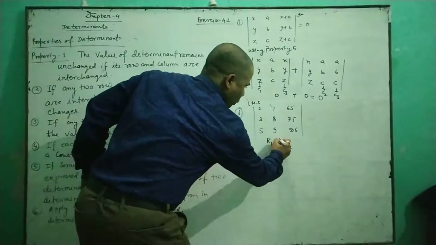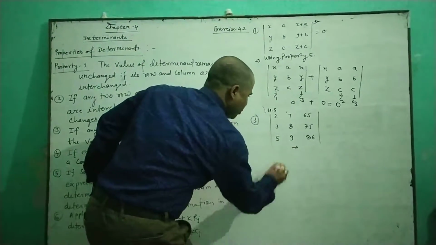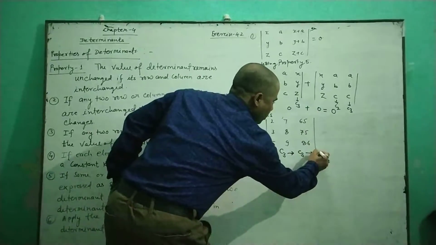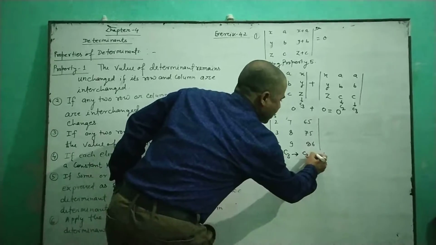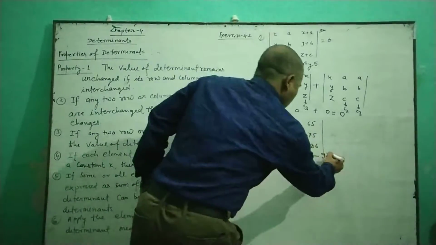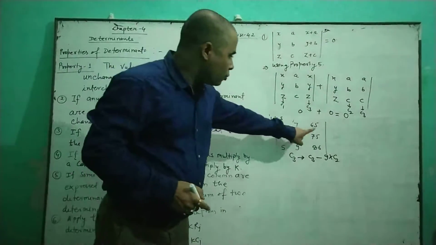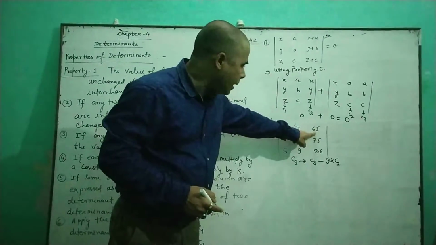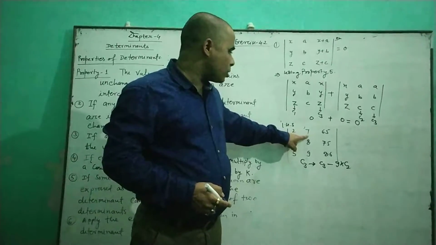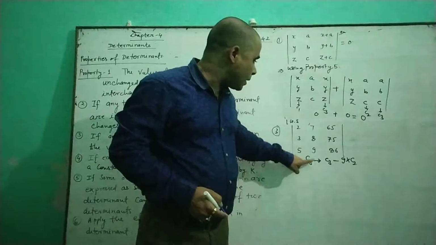R1 tends to R1, C3 tends to C3 minus 9 into C2. We have to use here the property C3 tends to C3 minus 9 into C2. 9 into 7, 63, 65 minus 63, 2. 2 will be in the place of C3.